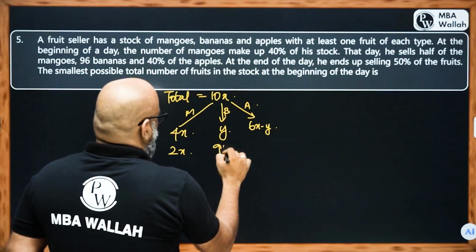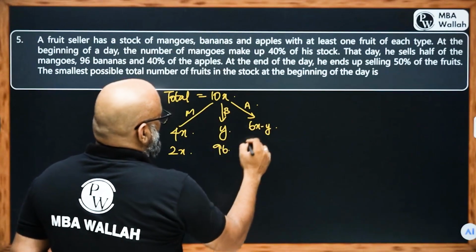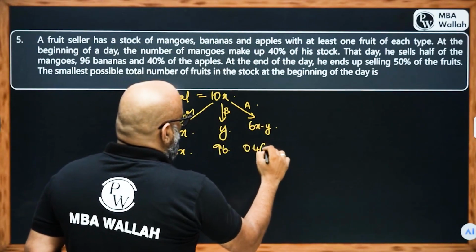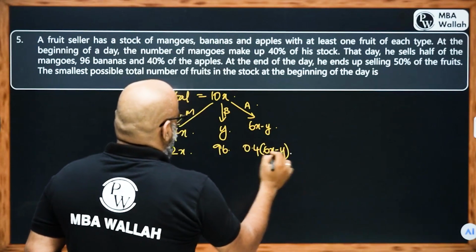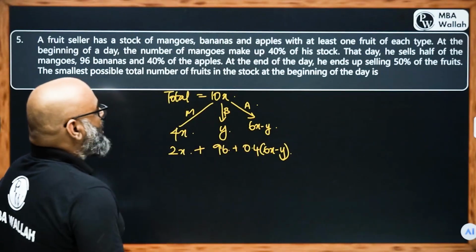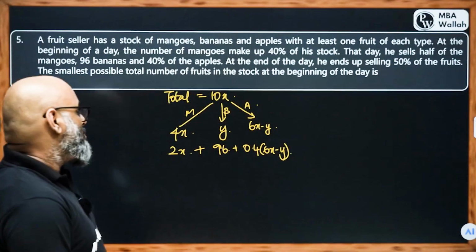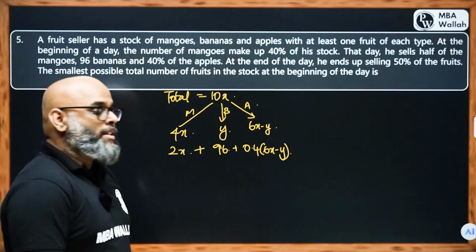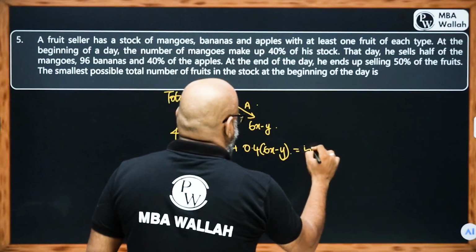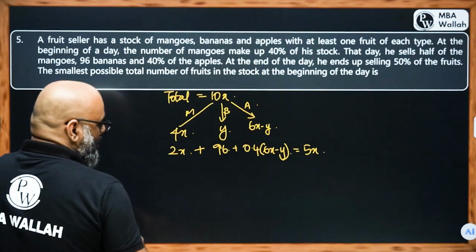96 bananas are sold, and 40% of this value is 0.4 into 6x minus y. This is what he totally sells. He ends up selling 50% of the fruits. The total is 10x, so he sells 5x. So we'll solve for this equation.